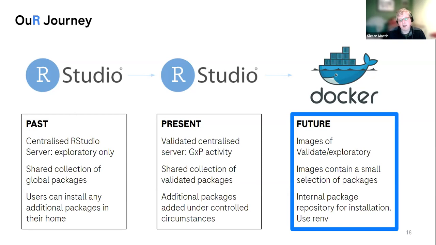The idea is that images will then contain perhaps a small selection of packages, and then we'll have an internal package repository for installation and make use of tools like renv to manage packages. And that way we get this full suite of reproducibility, because we have the operating system controlled by the image, and then the packages controlled with Package Manager plus renv. And that will allow us to be pretty reproducible while also giving the users a lot of flexibility for how they use these systems.